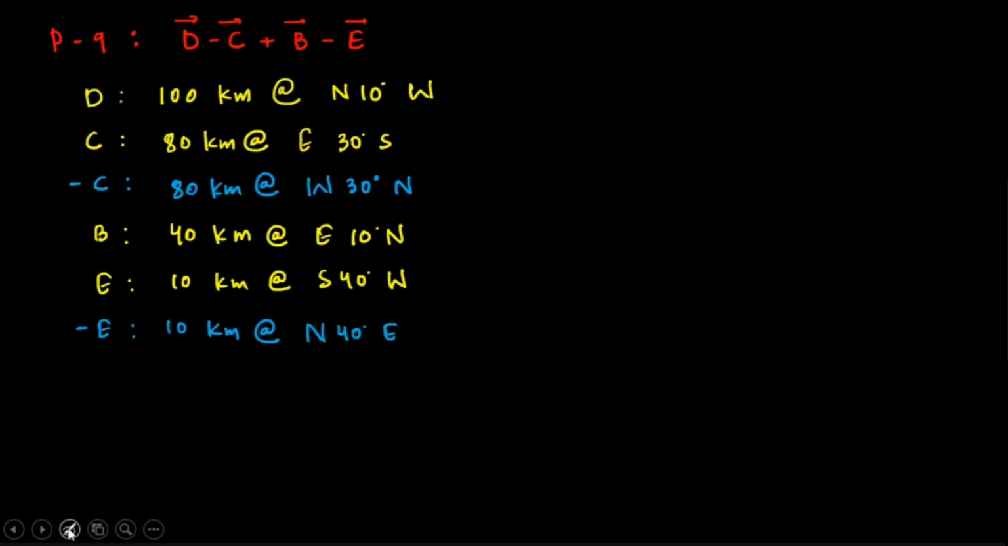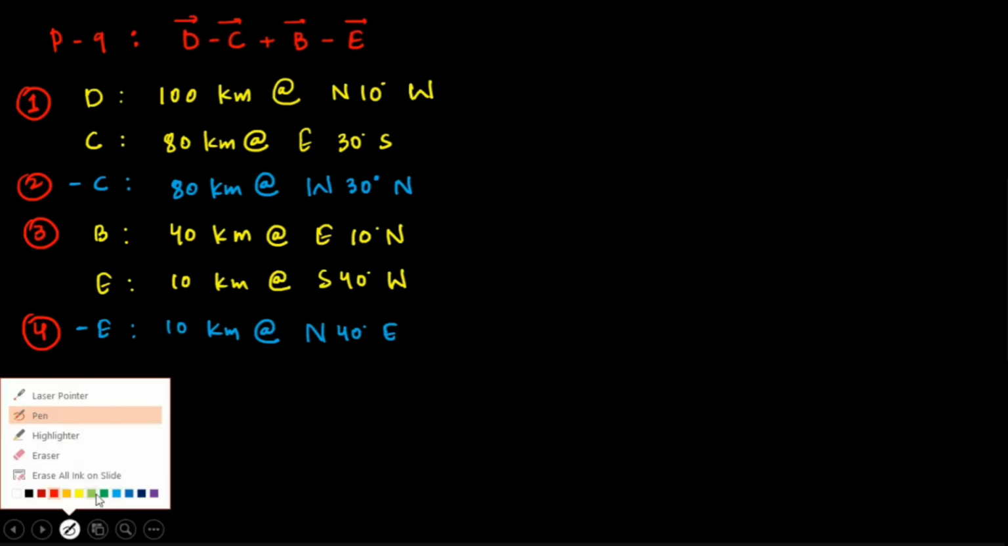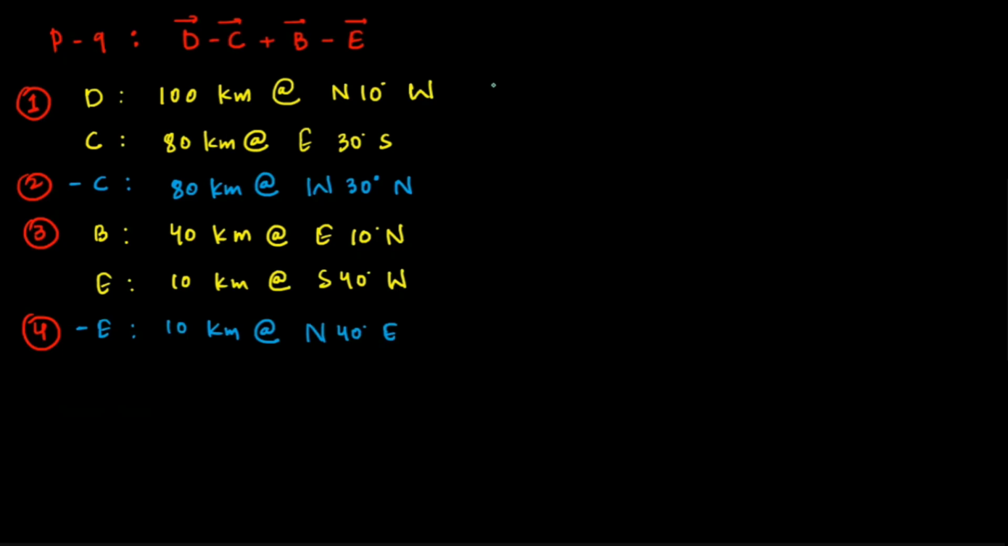So here we got four vectors that we actually need to add: first, second, third, and fourth. What we can do is find the x and y components of these vectors directly now, and let's see how it goes. For D, I'm writing dx directly. Just tell me one thing. The theta of 10 degrees, which axis will it be with?